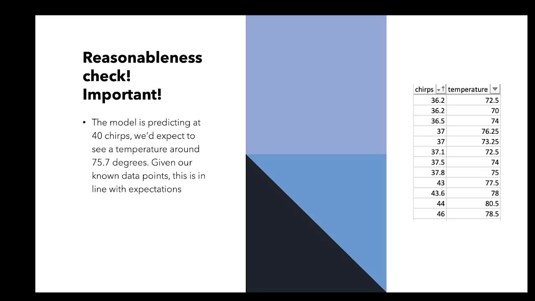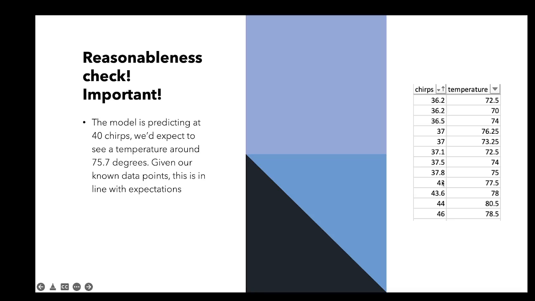At the same time, though, we do need to check for reasonableness. Even if you're very sure of your model, you should always use some common sense and ask, does this return something that I could be okay presenting to my manager or to the client? So at 40 chirps, we'd expect 75.7. Let's go back to our known data set of what actually happened, sorted by chirps.